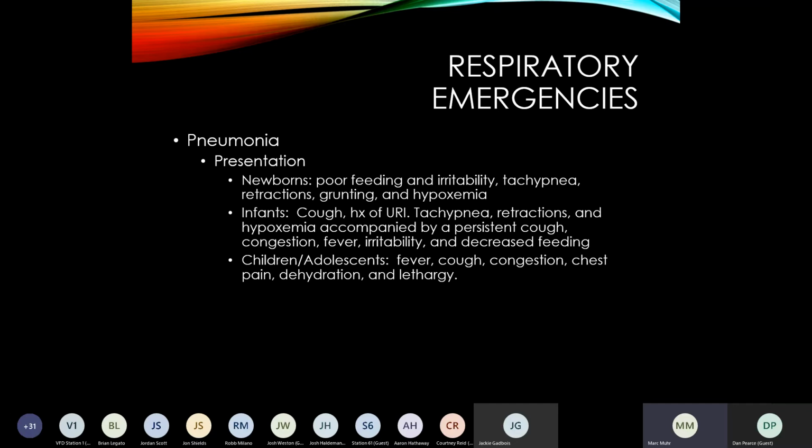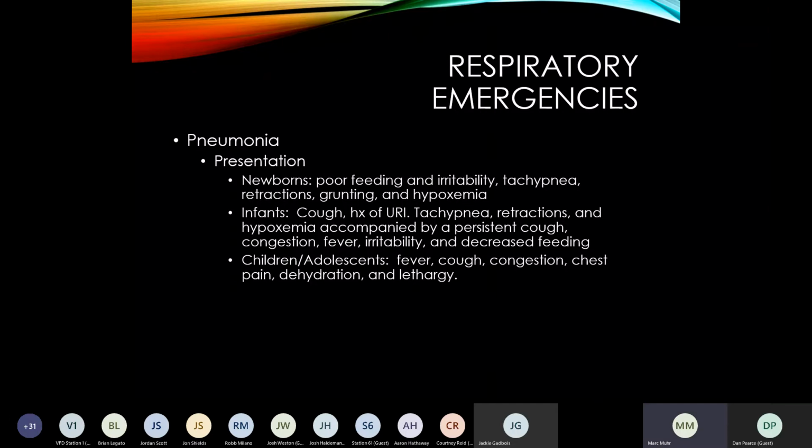being cold and flu season now, getting a simple upper respiratory infection can manifest or develop into a pneumonia. Signs of that: tachypnea, retractions, they become hypoxic, persistent cough, they get lung congestion. These patients have a fever, they're irritable, just not happy. They also have decreased feeding.